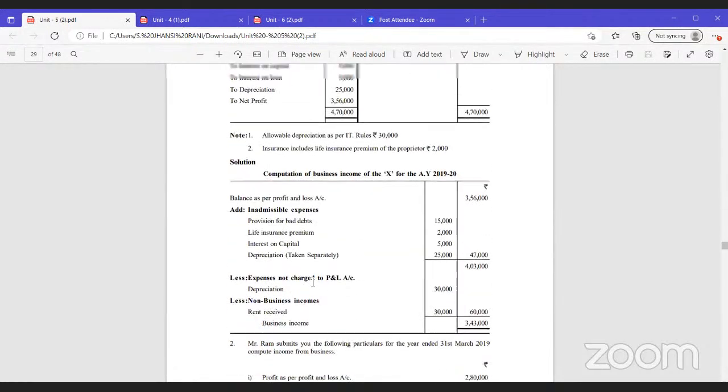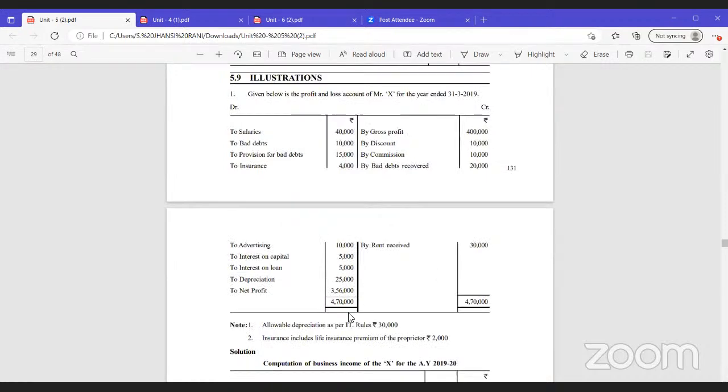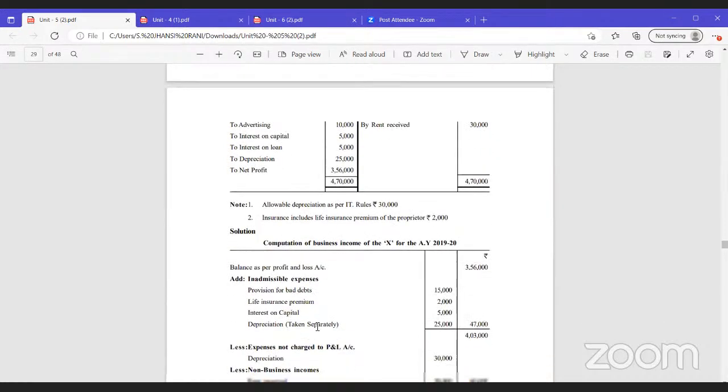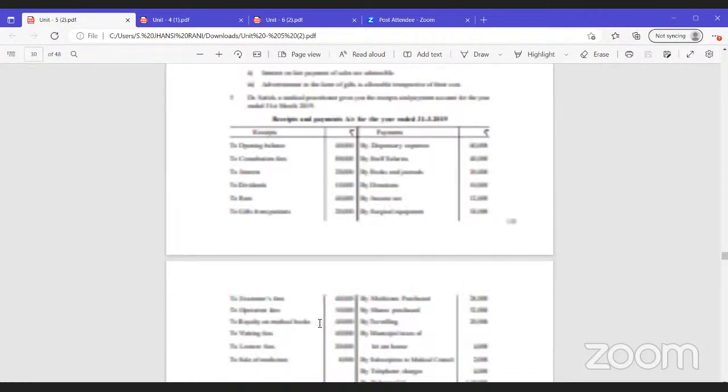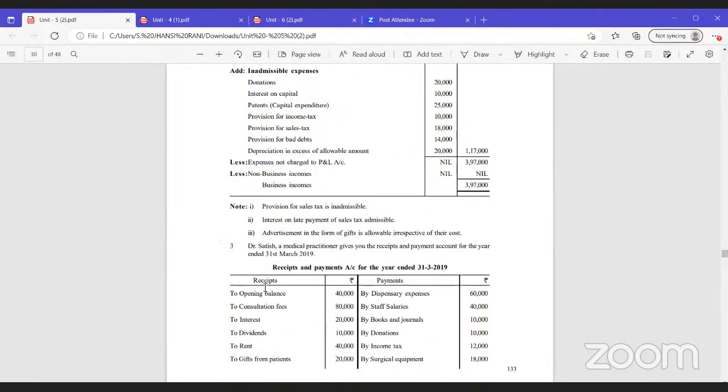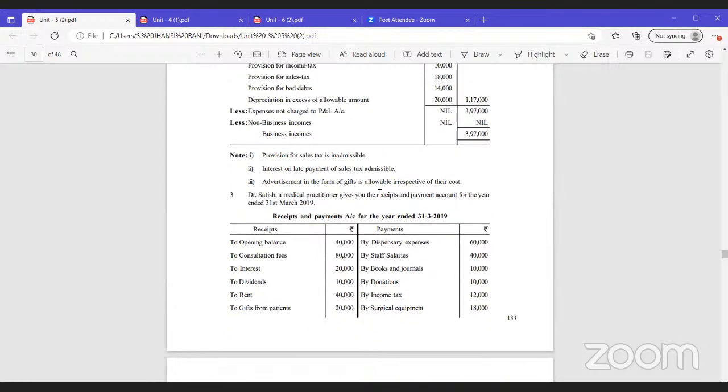Just check anywhere. Do we find? No, this is not. This is income from business. This is also income from business. Yes, you can just look at question number 3. Dr. Satish. Could you find it? Yes, ma'am. Dr. Satish, a medical practitioner, gives you the receipts and payments account for the year ended 31st March 2022.